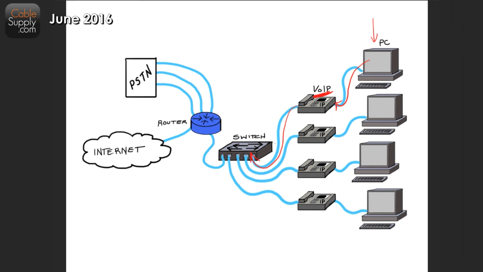The switch knows where to send that information to. Now, if you want to dial somewhere else in the country, when you pick up your VoIP phone and dial, it's going to go through your switch, through your router, and out to the PSTN, the Publicly Switched Telephone Network. And then from there, it's going to dial out to wherever you're dialing, somewhere in the world.